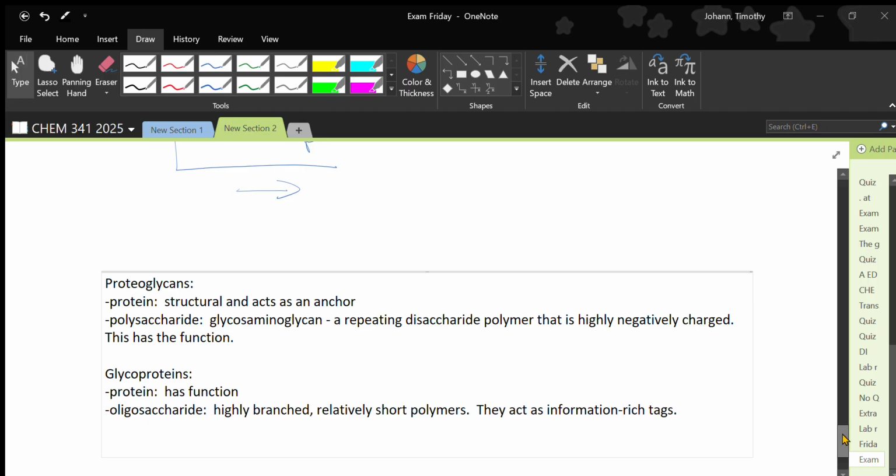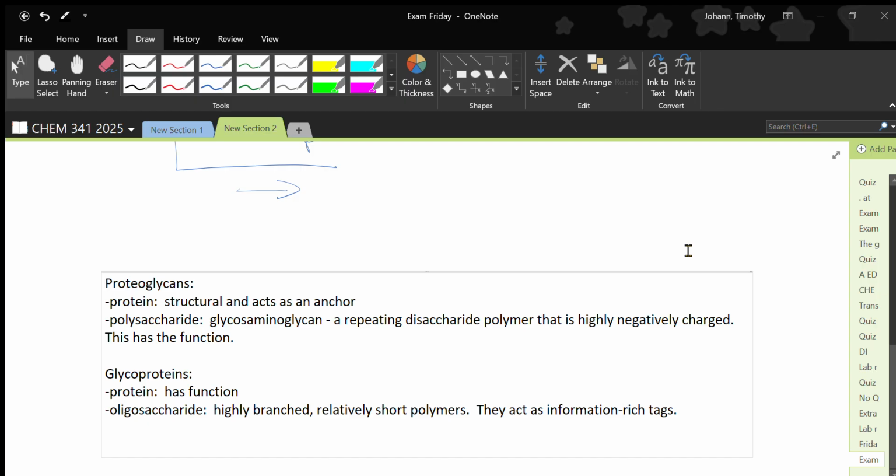The difference between the two is that in the proteoglycans the polysaccharide has the function, and in the glycoproteins the protein has the function. We could talk about the functions in more detail, but essentially this is structural. We don't say much about the proteins here because they can be all sorts of different types of proteins. They can be enzymes, things binding to things.